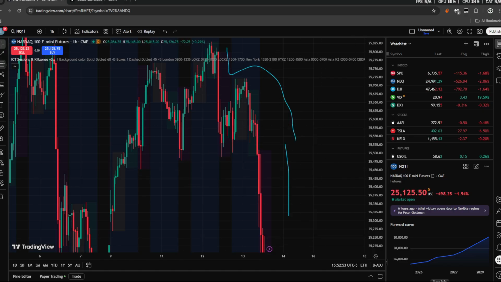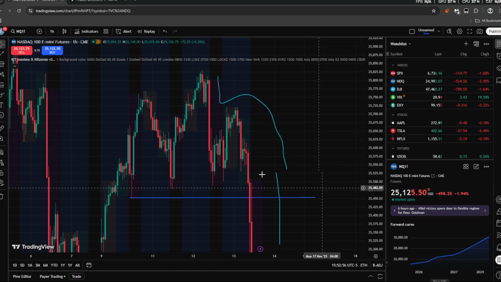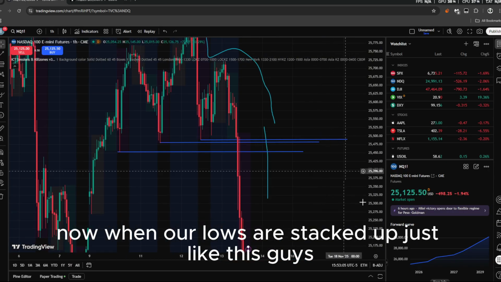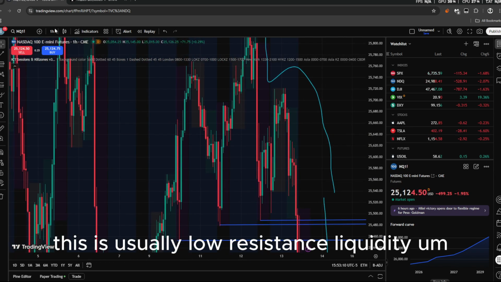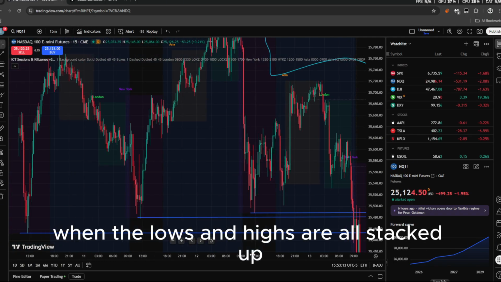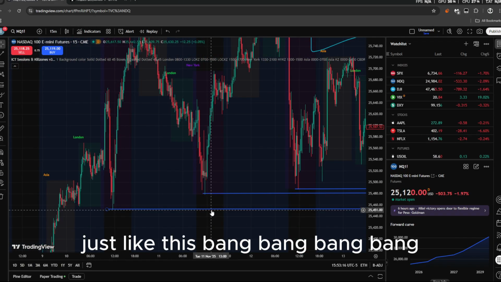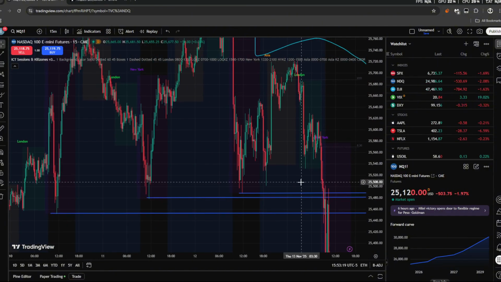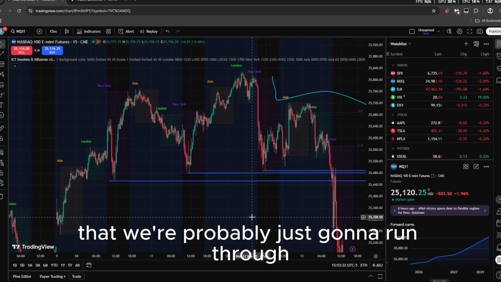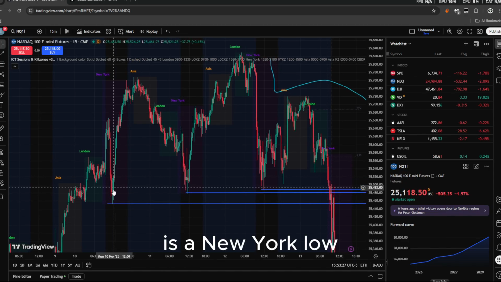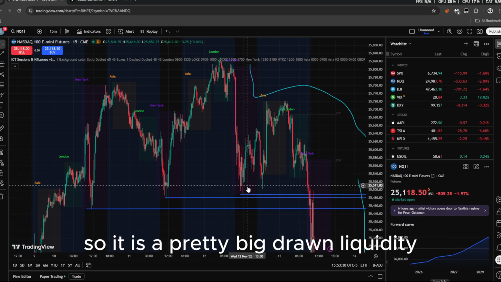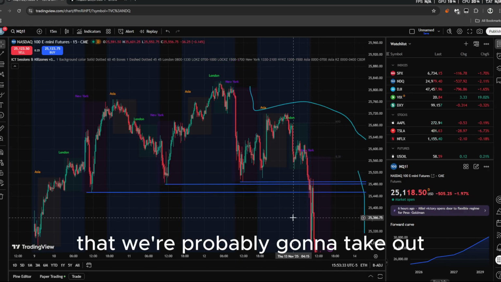Bang. Bang. Now, when our lows are stacked up just like this, guys, this is usually low resistance liquidity. When the lows and highs are all stacked up just like this, this is low resistance liquidity that we're probably just gonna run through. Also notice how each and every single one of these lows is a New York low. So it is a pretty big draw in liquidity that we're probably gonna take out.